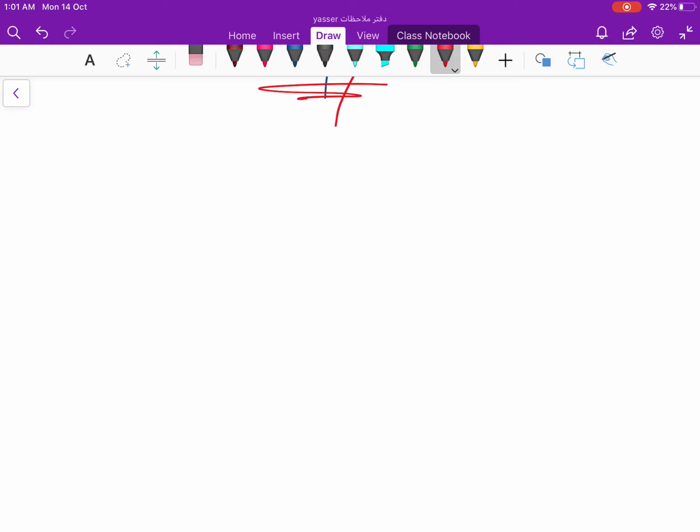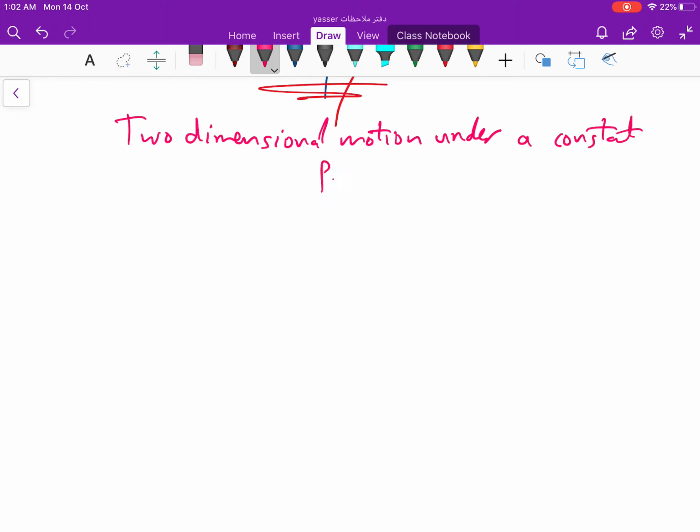The last topic we have in kinematics is two-dimensional motion under a constant force.